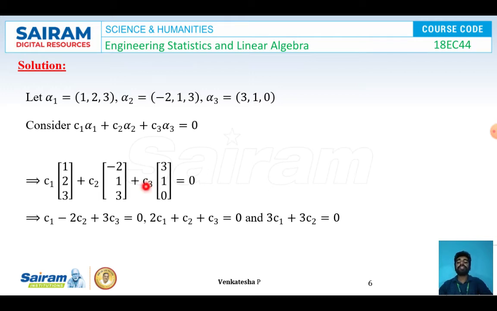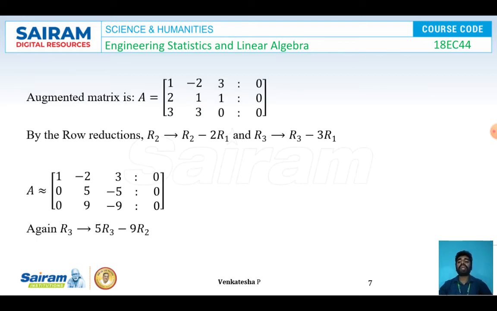By expanding this, I got the equations C1 minus 2C2 plus 3C3 equal to 0, 2C1 plus C2 plus C3 equal to 0, and 3C1 plus 3C2 equal to 0. I got a system of three equations with three unknowns. I am going to take that system of equations in the form of an augmented matrix. So I got the matrix A: row 1 is 1, -2, 3 equal to 0; row 2 is 2, 1, 1 equal to 0; row 3 is 3, 3, 0 equal to 0.